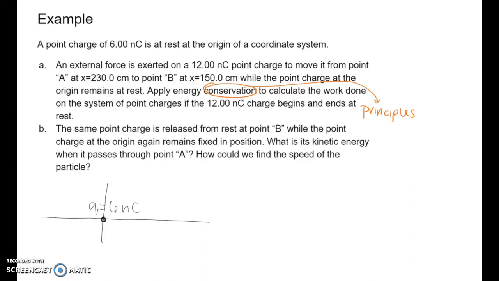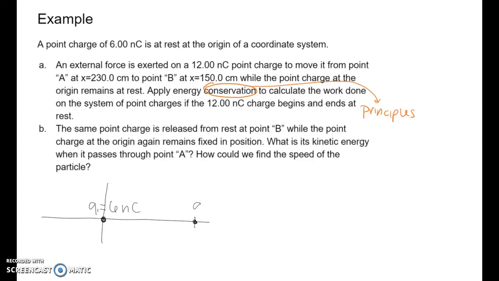I'll write about sig figs at the end. Looks like we've got 3 sig figs in this problem, because 6 is 3 sig figs. Anyway, so we have an external force exerted on a 12 nanocoulomb point charge to move it from point A, that's at 230 centimeters, to point B, that's at 150 centimeters, while the point charge at the origin remains at rest. Alright, so let's sketch that out.